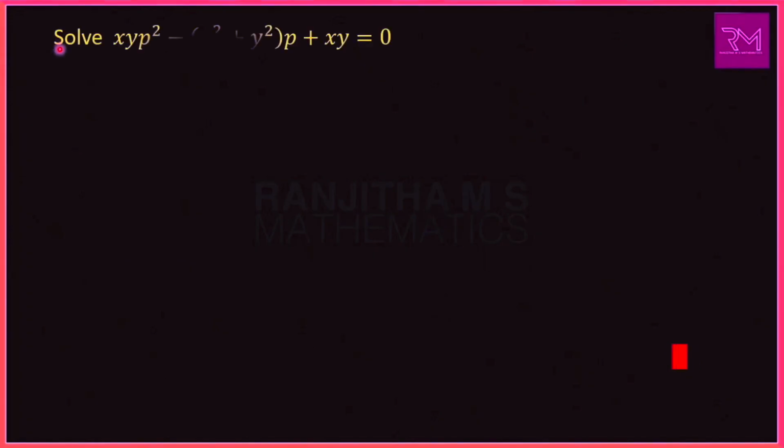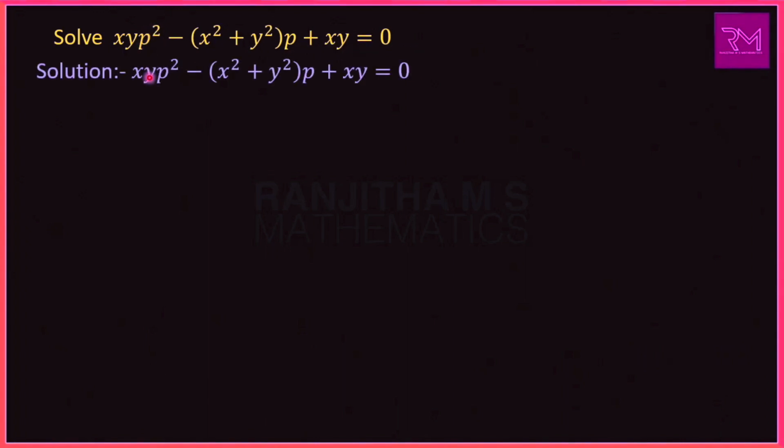So another problem. Solve xy into p square minus x square plus y square into p plus xy which is equal to 0. Here in the problem they have mentioned p in the place of dy by dx. So take the given data, we get xy into p square minus x square plus y square into p plus xy which is equal to 0. Call this equation number 1. Observing the problem, we can easily understand we have to solve this equation by solvable for p.